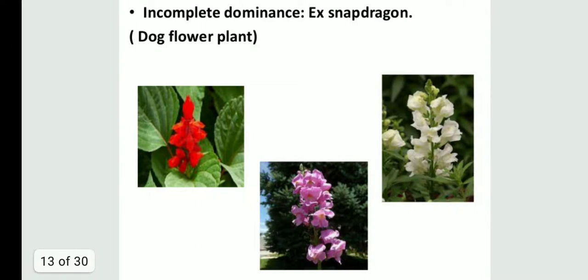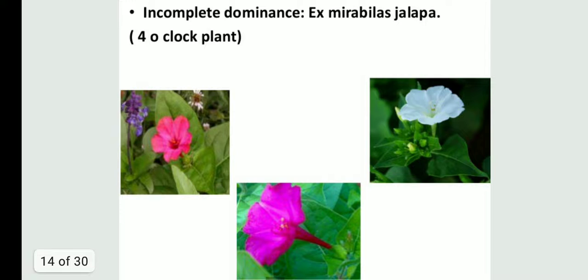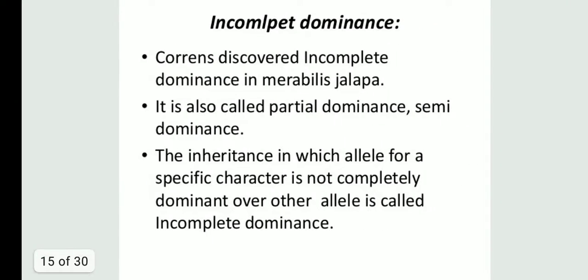Now students, talking about incomplete dominance. This incomplete dominance is basically seen in, for example, snapdragon. We have the dog flower plant, you can see the picture here. Another example is Mirabilis jalapa, that is the 4 o'clock plant. Students, Correns discovered this incomplete dominance in Mirabilis jalapa, and it is also called partial dominance, or semi-dominance.